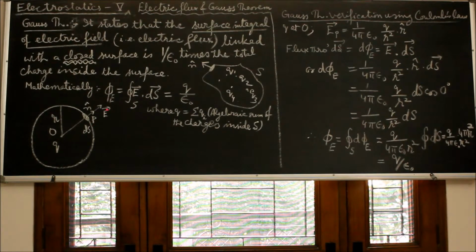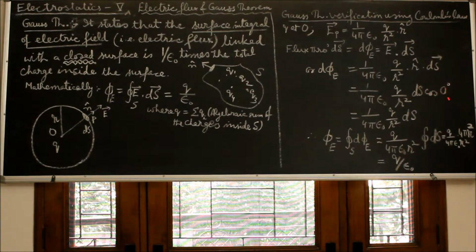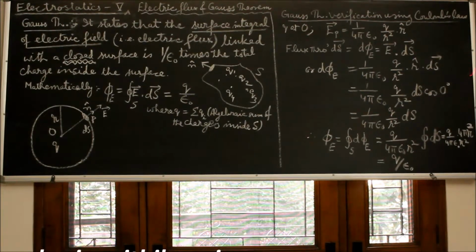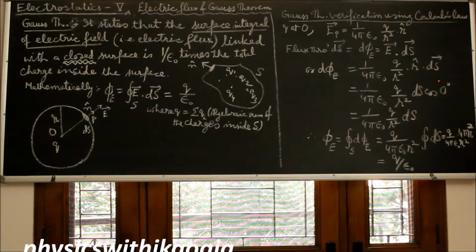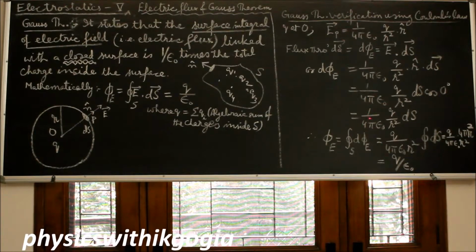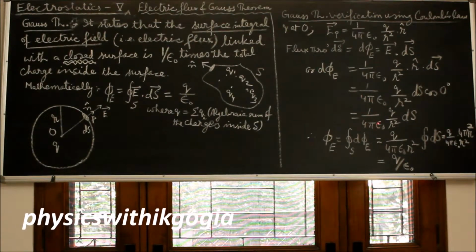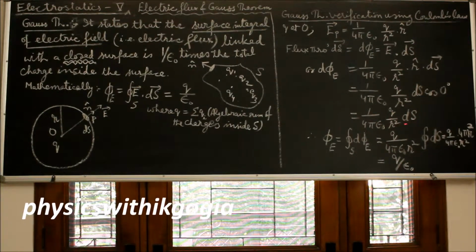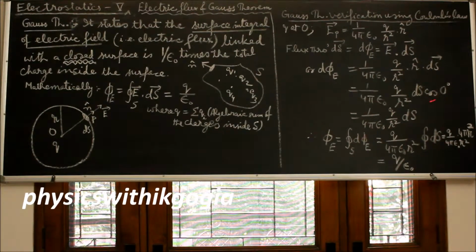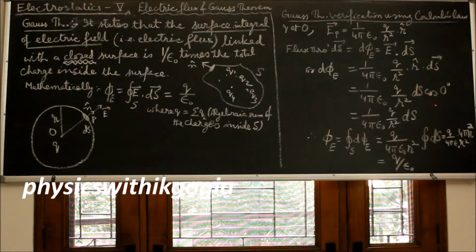Now the field vector and the normal, that is the area vector, are in the same direction. So the angle between the two happens to be 0 degrees. So d phi E can be written as 1 over 4 pi epsilon naught Q over r square r cap dot dS, which implies d phi E equals 1 over 4 pi epsilon naught Q over r square into dS, because cos 0 is 1.